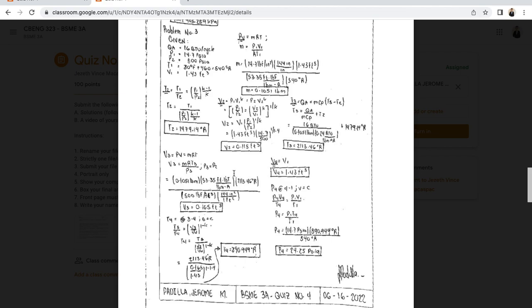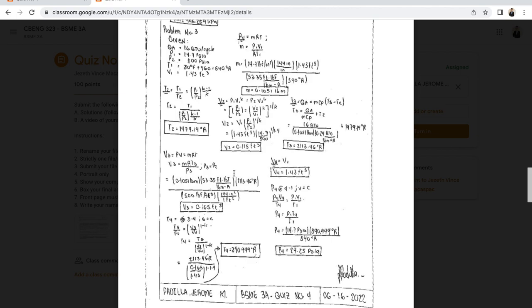And next is for the T2. The formula for the T2 is T2 over T1 equals P2 over P1 raised to K minus 1 over K, which is dahil kukunin natin yung T2, yung magagamit natin formula is T1 multiplied by P2 over P1 raised to K minus 1 over K. So, for the T2, yung nakuha nating answer is 1,479.14 degrees Rankine.